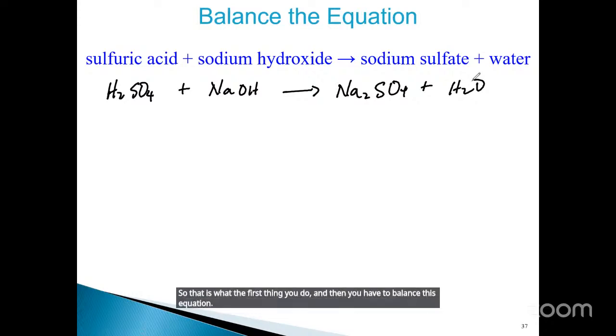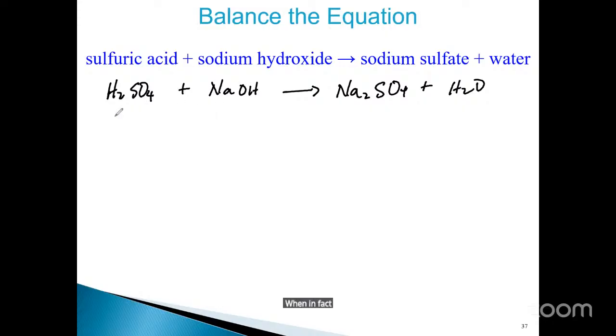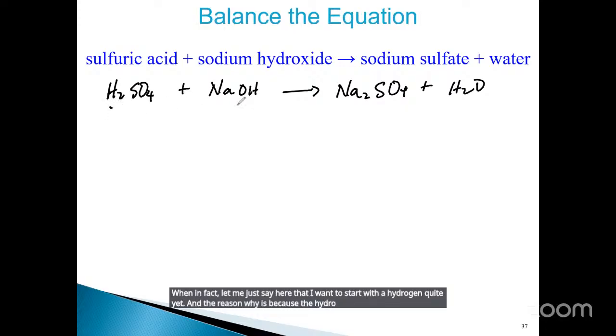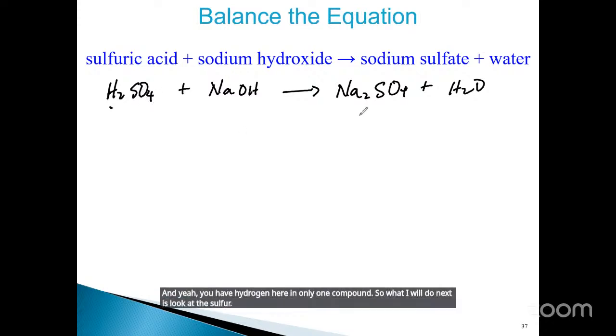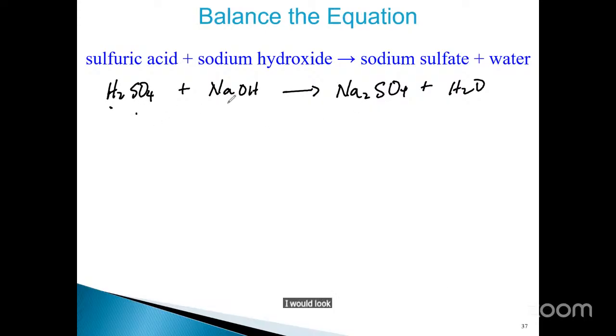All right. So we have to go through steps similar to what we just did in the case of the previous example, right? So what I would do is first start off by looking at the hydrogens on both sides, right? Well, in fact, let me just say here that I wouldn't start with hydrogen quite yet. And the reason why is because the hydrogens are shared between 2 substances on the left side, and you have hydrogen here in only 1 compound. So what I will do next is look at the sulfur. There's 1 sulfur atom here, 1 sulfur atom here, so that's fine. I wouldn't look at the oxygens quite yet for the same reason, but I will look at the sodium, right?